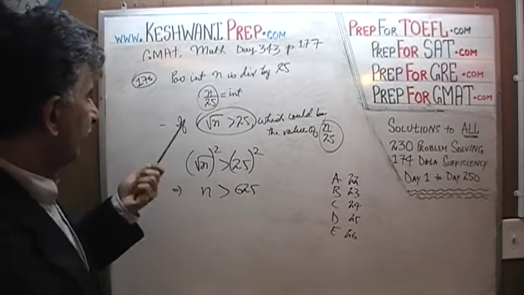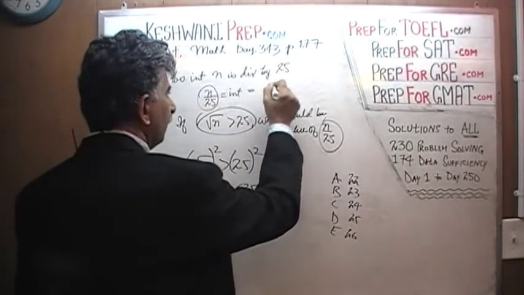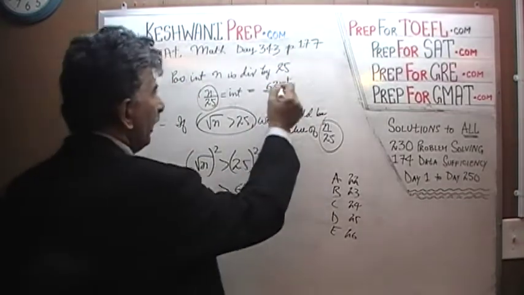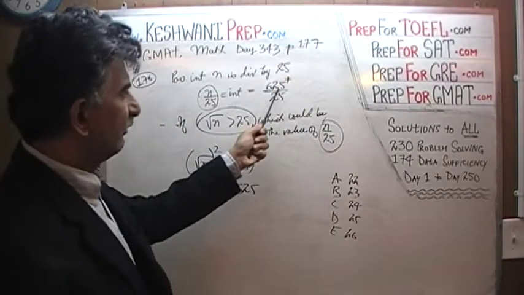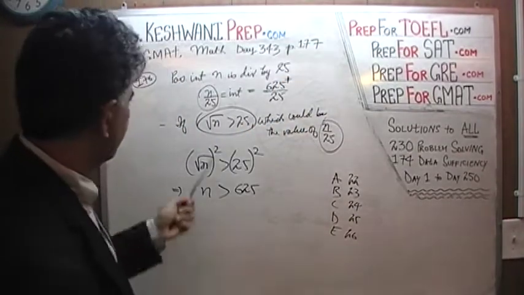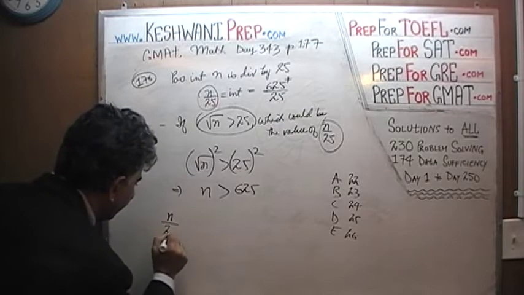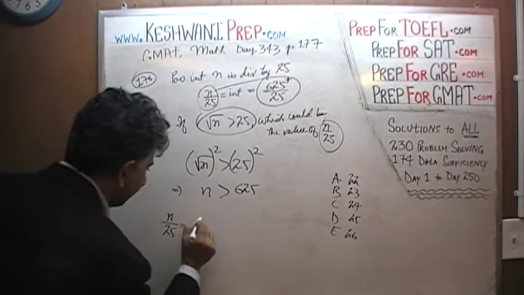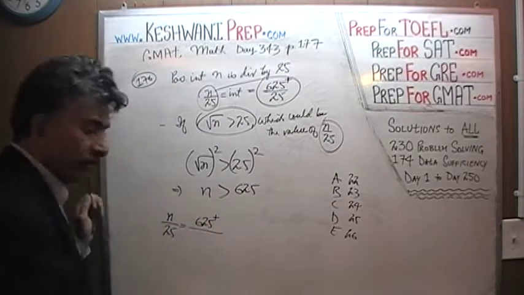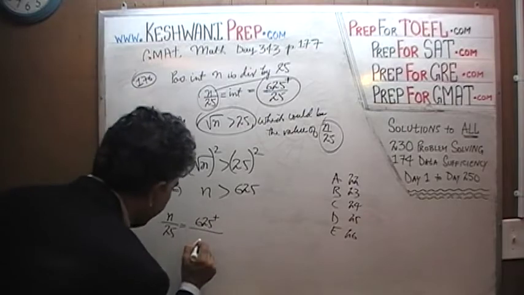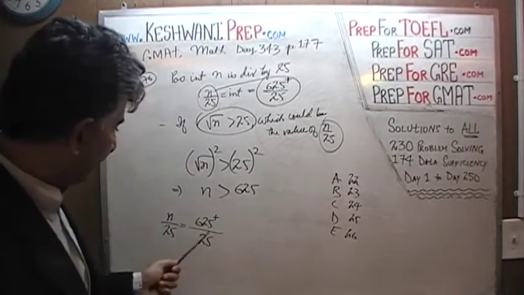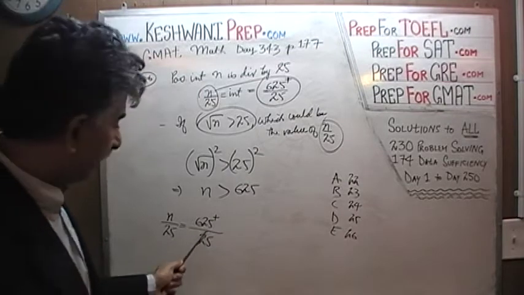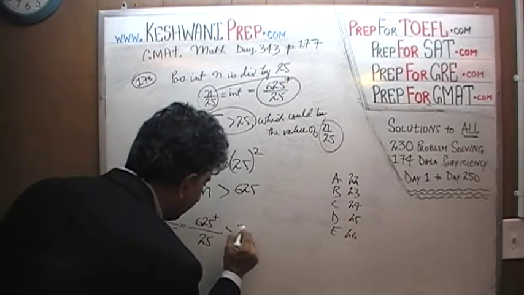So this n over 25 is essentially some number more than 625 over 25. Well, if this number is more than 625, n over 25, we now know, has to be some quantity more than 625 divided by 25. If you're dividing some number that is more than 625 by 25, the result has to be more than 25.